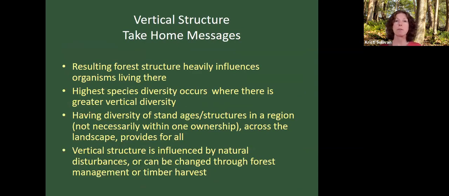So the take-home messages for vertical diversity, vertical structural diversity in forests, is that the forest structure heavily influences the organisms that will live there. You will find the highest species diversity usually where there's greater vertical diversity, basically more layers of forest, especially for birds, more layers of vegetation. And having a diversity of stand ages and structures in a region, not necessarily within one property. You might not be able to provide everything with your one property, especially if it's small. But again, you can consider what your property can add to the greater region.